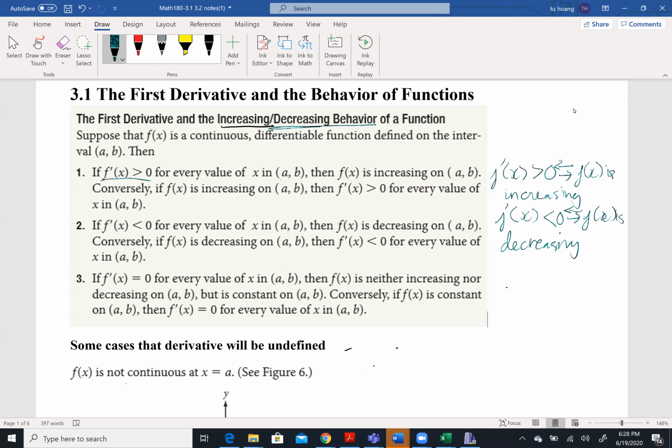What about the case where f'(x) equals 0? Then f(x) is not changing. It's neither increasing nor decreasing.